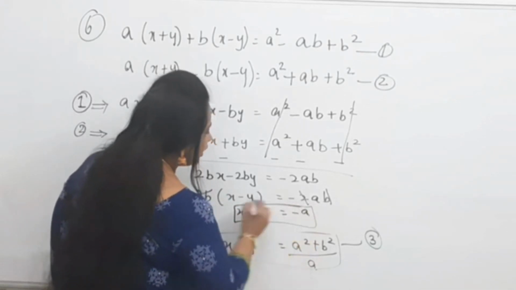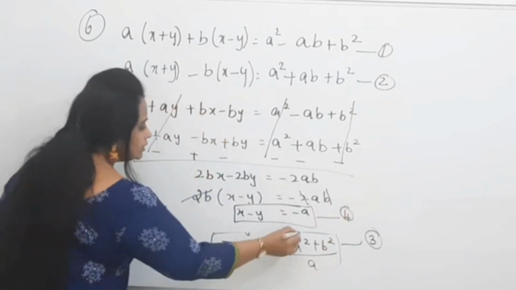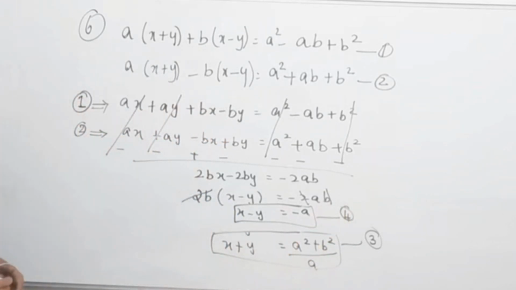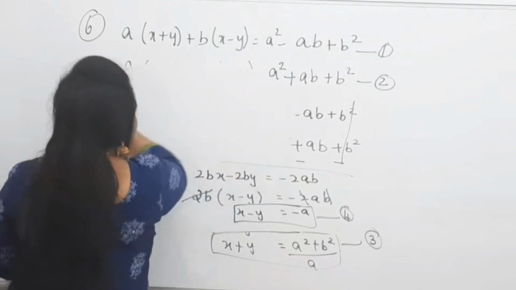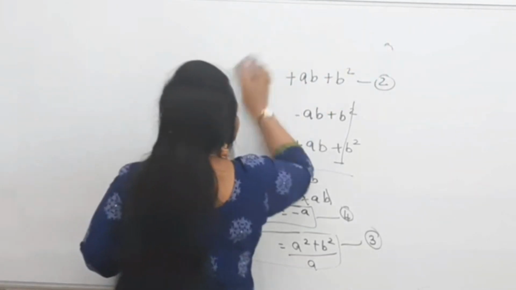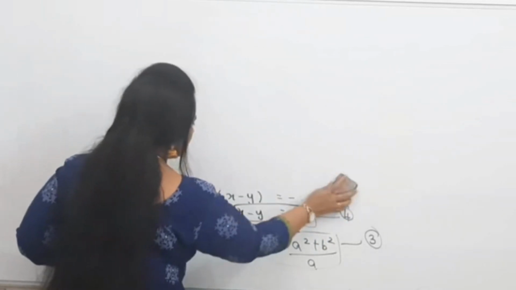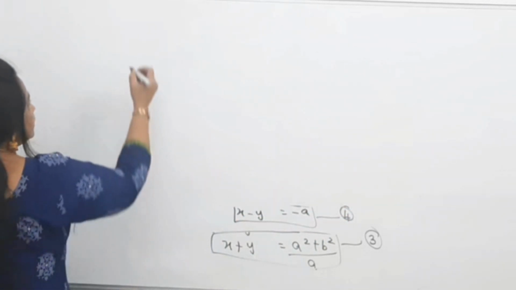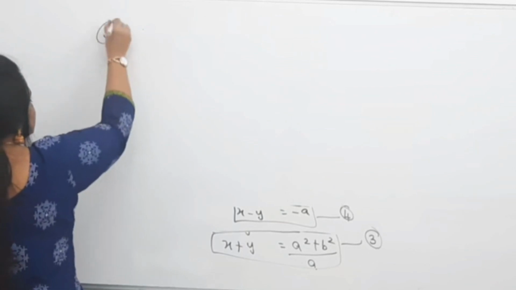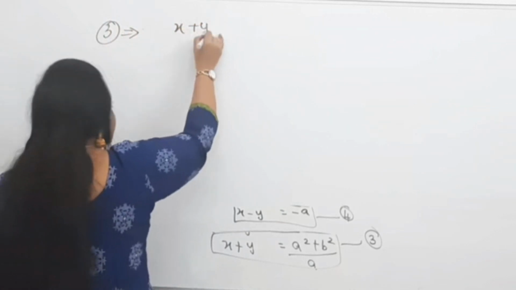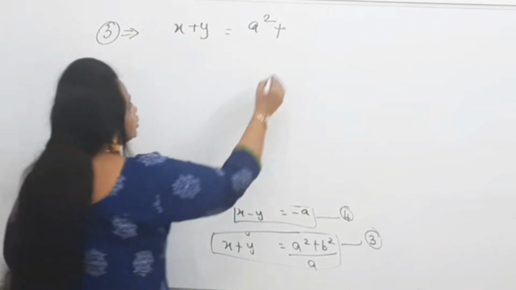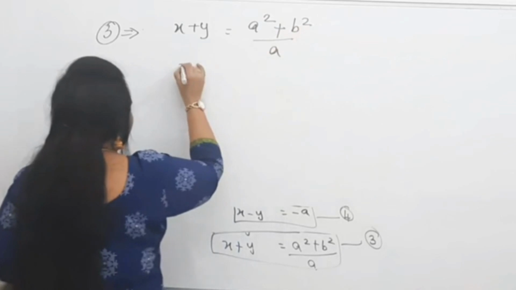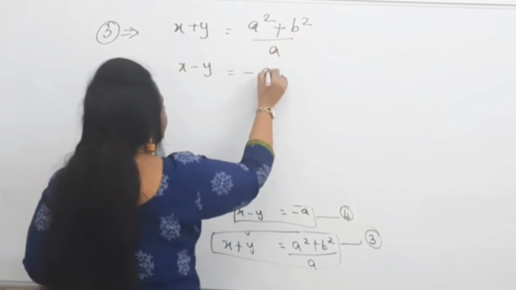So my x minus y is equal to minus a. This is my fourth equation. I'm going to solve my third and the fourth equation right now. My third equation implies x plus y is equal to a square plus b square divided by a, and x minus y is equal to minus a.